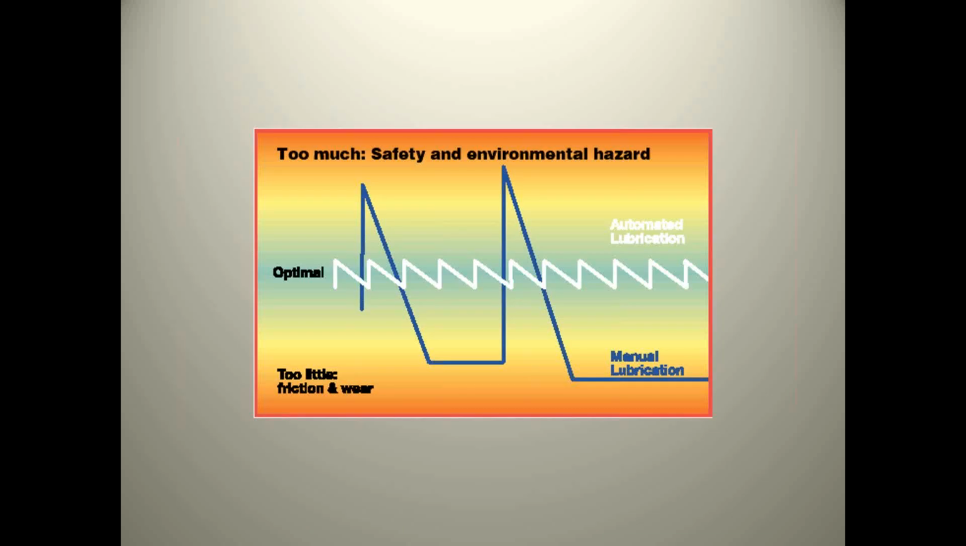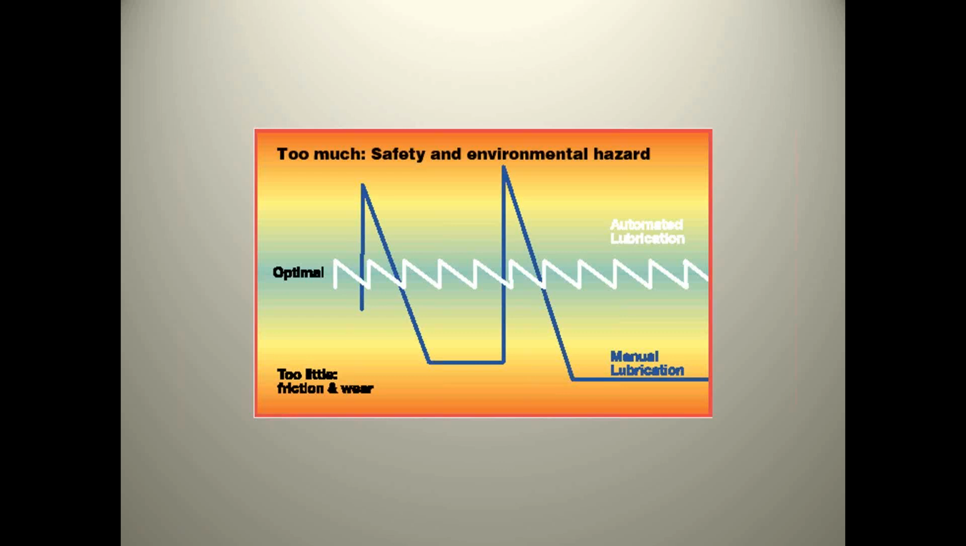Now, how do they work and why do they work so much better? If you look at this slide, the blue line is your maintenance person. He goes out there and puts some lube in a bearing every month or every week. And then over the course of time, it runs out of lube or may run out of lube, and then he comes back and replenishes that lube. So that blue line is that manual lubrication cycle.